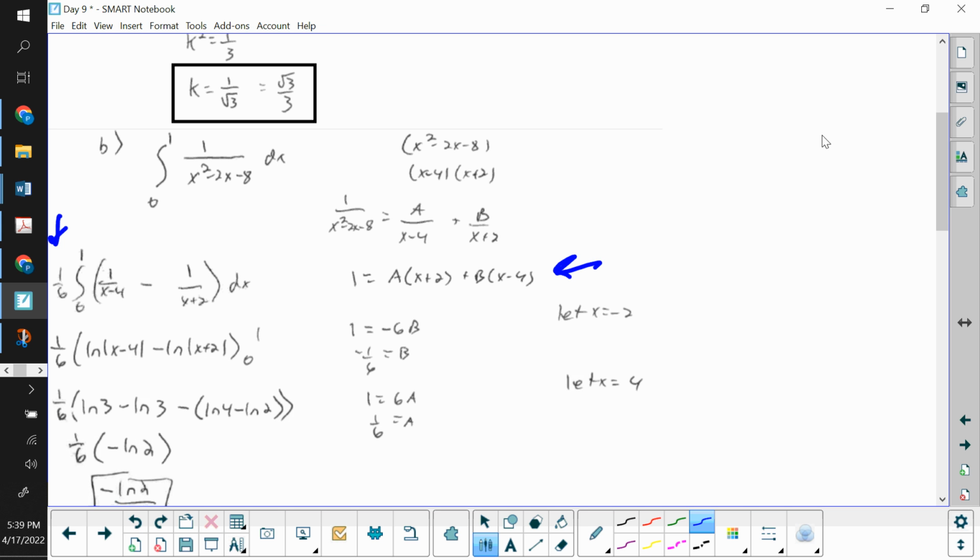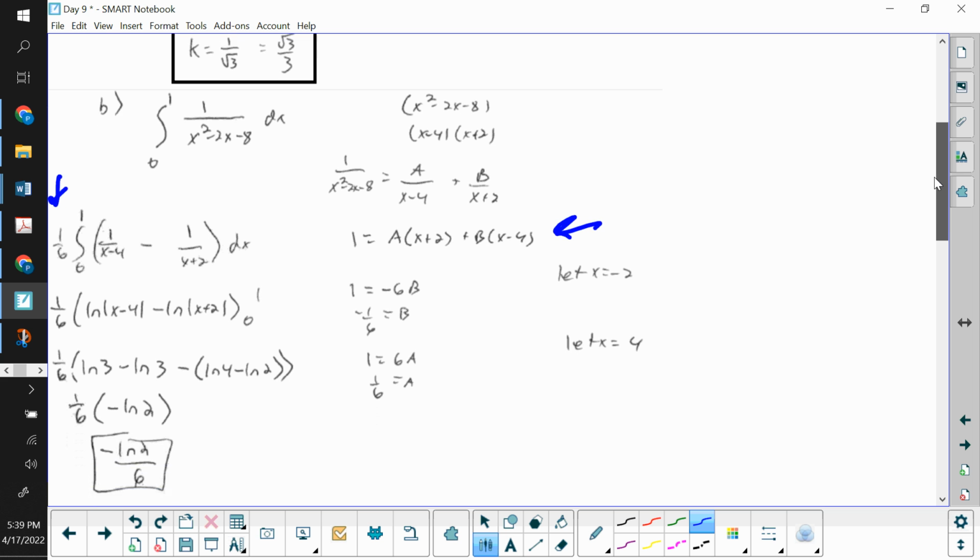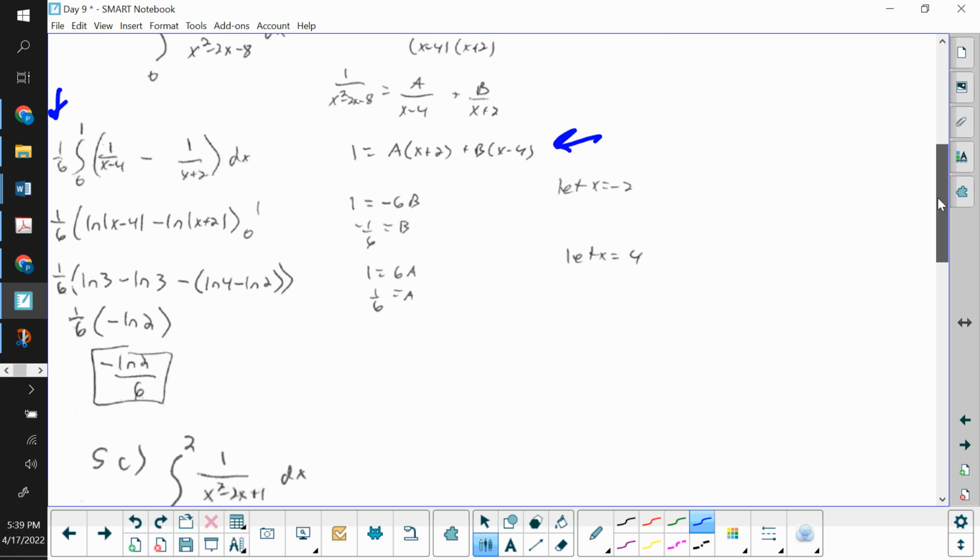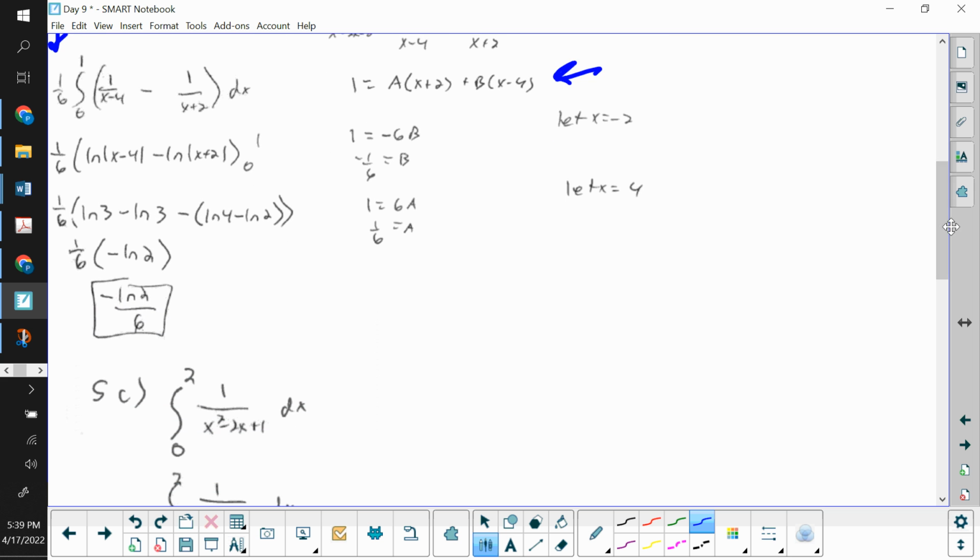We didn't have any corrections when we did our natural logs because they had coefficients of 1. And then just sub in your 1s and your 0s, and eventually it neatens up to negative natural log of 2 over 6.